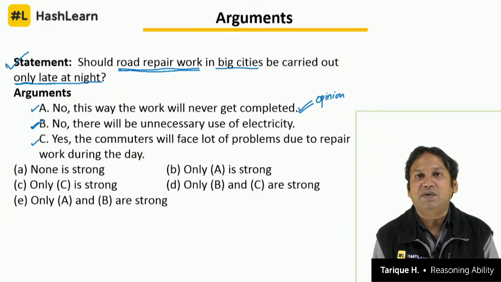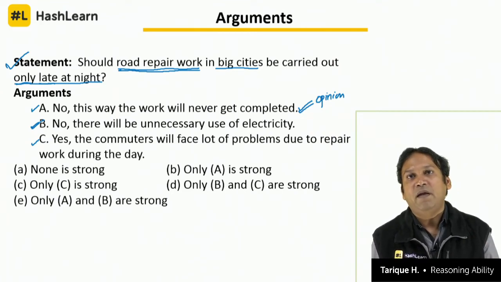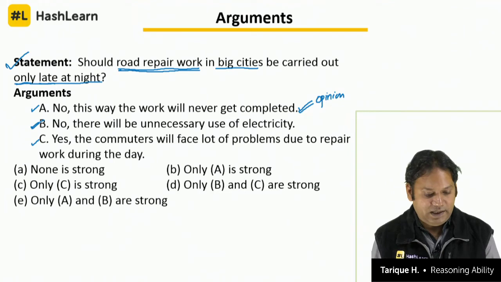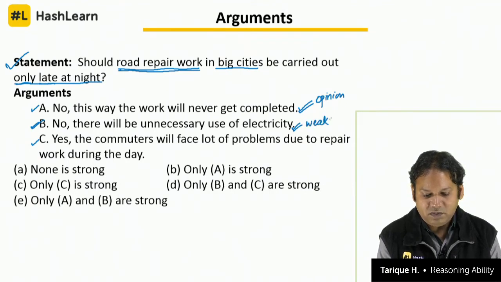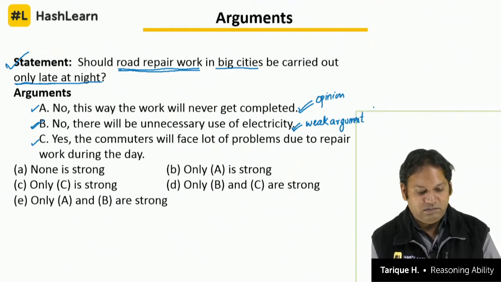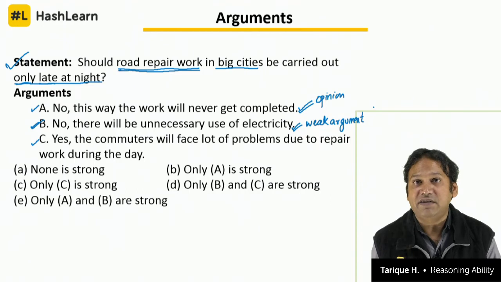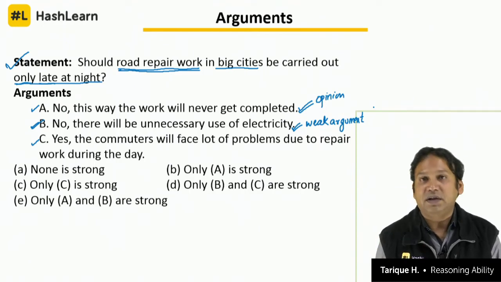It's again going out of the scope. We are talking about road repair work. We are talking about big cities doing it late at night. So this is again not an argument. It's a weak argument. It does not talk about the topic directly. It's going out of the scope, talking about unnecessary use of electricity. So B is not a strong argument.